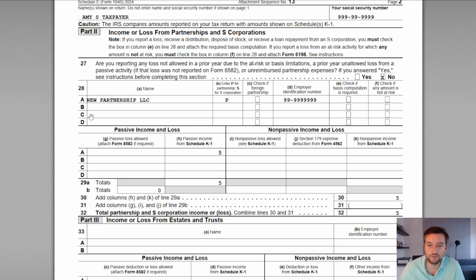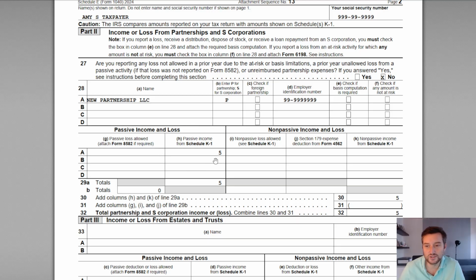So we can see here we've got our row A entry. There's the partnership LLC. We've indicated that it is a partnership. We've got the partnership EIN. Now, basis computations are required in some cases for S corporation earnings, but in this case, we don't need to include that. And then we have passive income or loss, passive income from K-1s of $5.